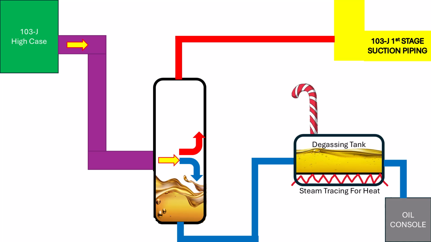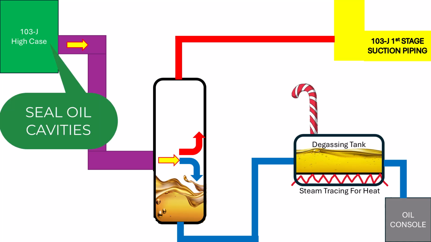Inside some of the seal oil cavities engineered into the 103J high case, seal oil comes into contact with a small amount of syngas from inside the compressor case. This is a designed aspect of how the seal oil system works to contain the high process pressure and hazardous gases inside the case from escaping to the outside of the system.